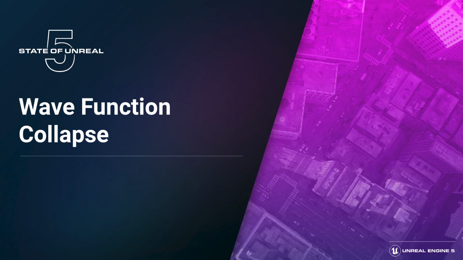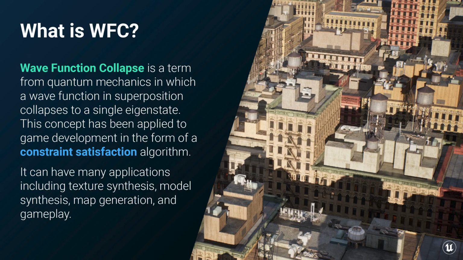And now let's talk about wave function collapse. Wave function collapse is a term from quantum mechanics in which a wave function in superposition collapses to a single eigenstate. This concept has been applied to game development in the form of a constraint satisfaction algorithm. It can have many applications including texture and model synthesis, map generation, and gameplay.